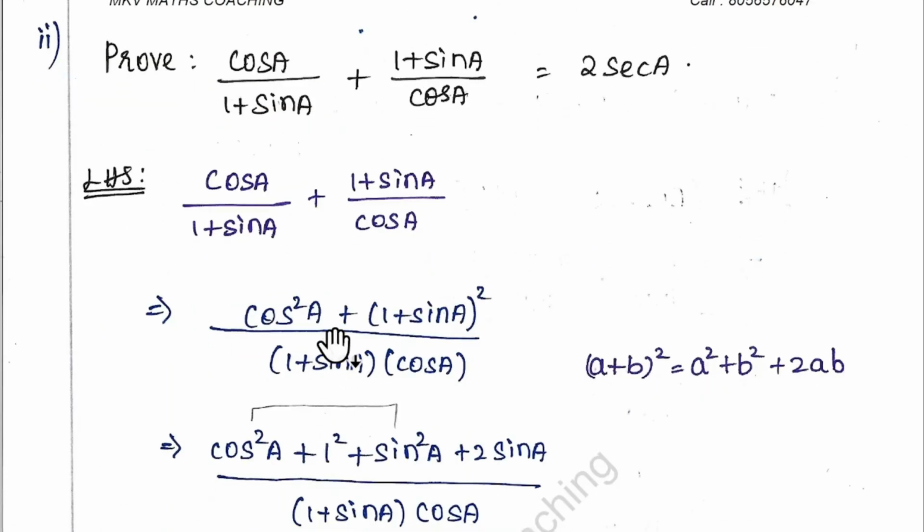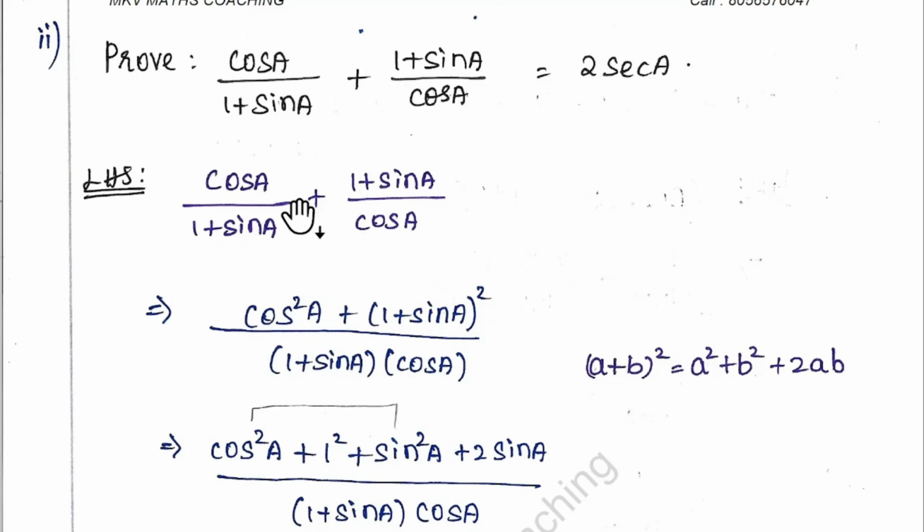Second question, they have given cos a by (1 plus sin a) plus (1 plus sin a) by cos a, which is equal to 2 secant a. Can you see the LHS is already in the form of cos and sin? So first step is done, right? So second step is to take an LCM. So cross multiply it, take an LCM. Okay, (1 plus sin a) into cos a, that is your LCM.